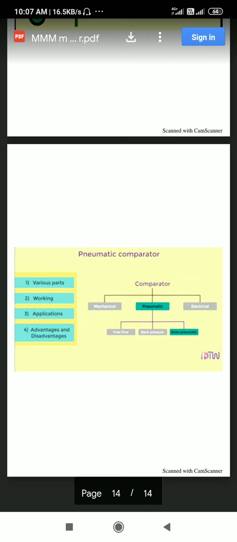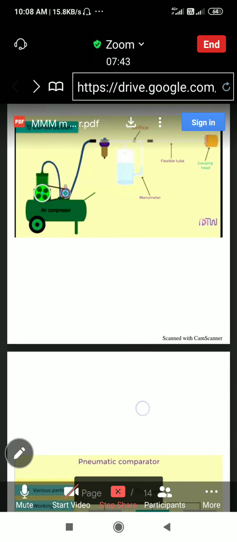So in the pneumatic comparators, see, in all 2-3 classes when the comparator concept was started, I told you that comparators are used for comparing the components of a product manufactured in mass production with the standard components. This is the basic work of comparators. Now we will see pneumatic comparators: how they work, the various parts, working, applications, and the advantages and some disadvantages of this type of comparator.